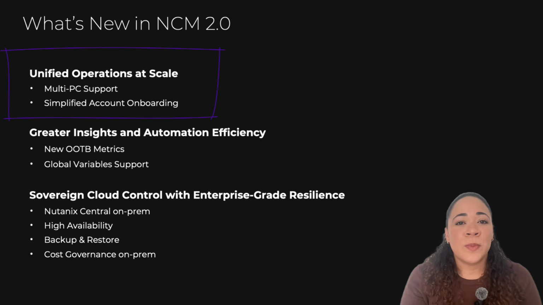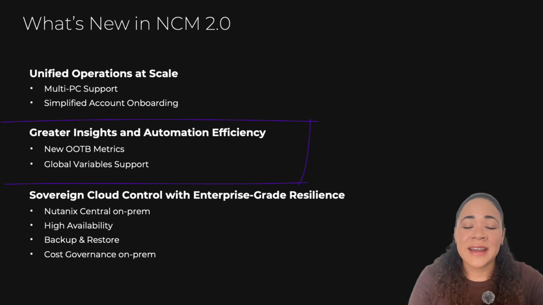With multi-PC support and simplified account onboarding, NCM 2.0 provides a consistent way to bring multiple Prism Central domains and VMware vCenter environments together, enabling teams to centralize inventory, alerts, playbooks, reports, analysis, capacity runway, and what-if planning across Nutanix and VMware estates for faster decision-making at scale.